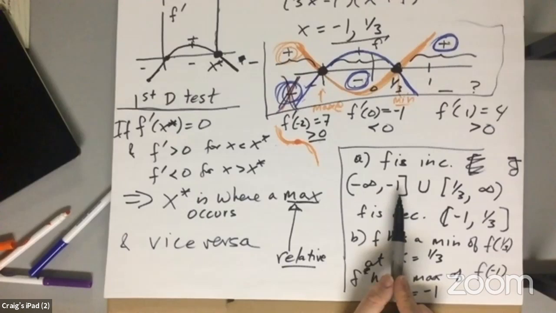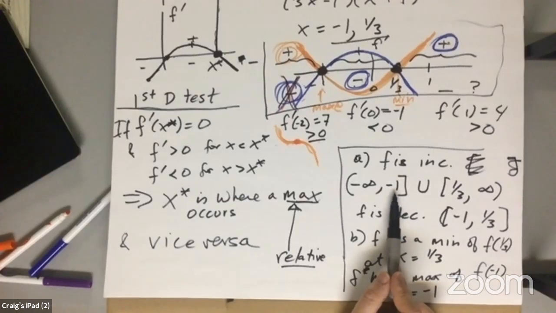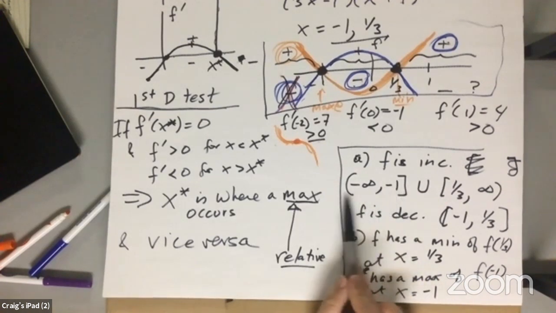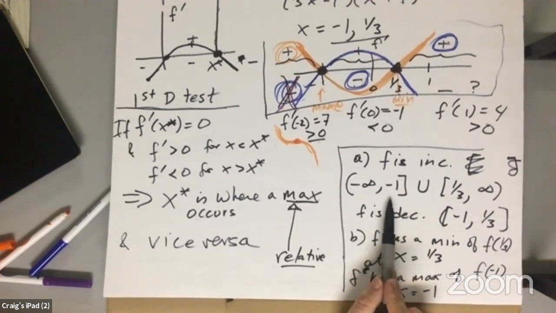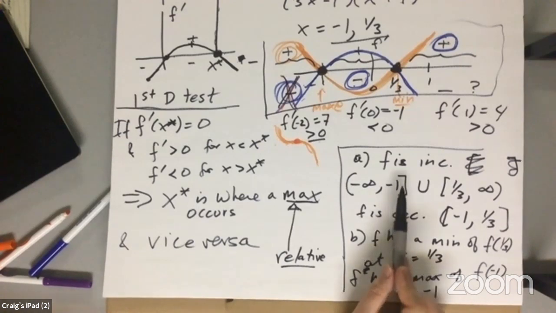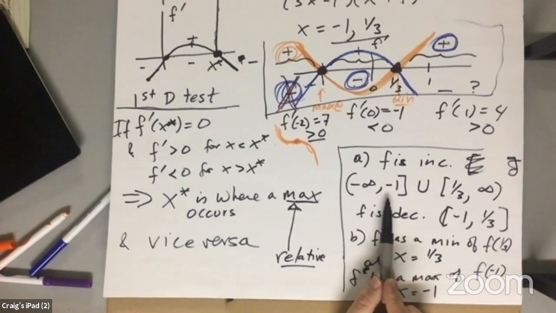It's technically wrong to say it's only increasing at -1. It's not, it's increasing on the whole interval. And so that's why we put the square brackets around it. I don't want to fight about that, so I don't want to grade anybody on that. I'll be okay with round brackets, but it's just a minor point.